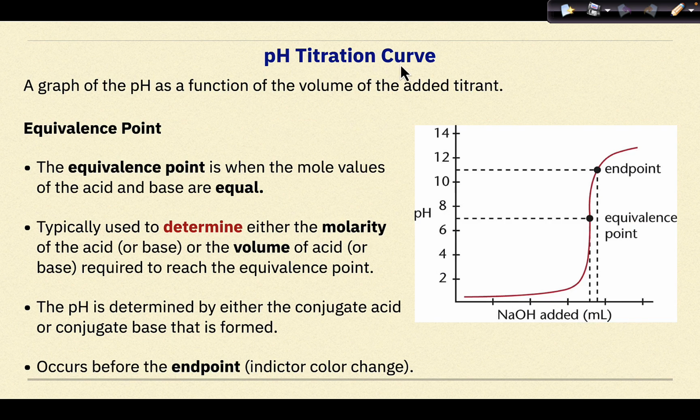pH titration curve. A pH titration curve is a graph of the pH as a function of the volume of the added titrant. Equivalence point. The equivalence point is where the mole values of the acid and base are equal, typically used to determine either the molarity of the acid or base or the volume of the acid or base required to reach the equivalence point. The pH is determined by either the conjugate acid or conjugate base that is formed. This occurs before the endpoint, where we see an indicator color change.